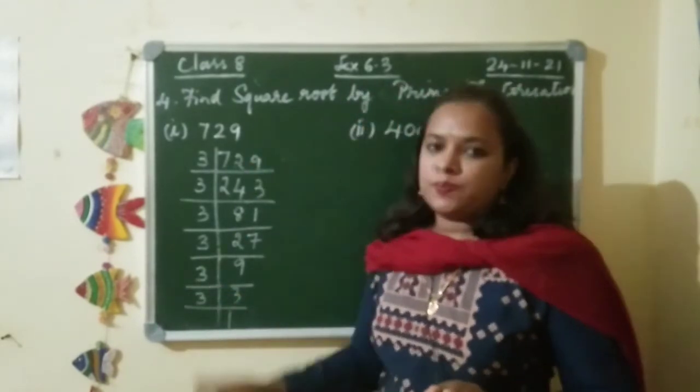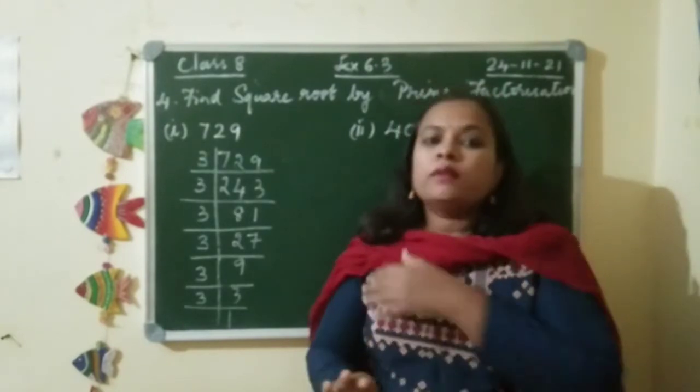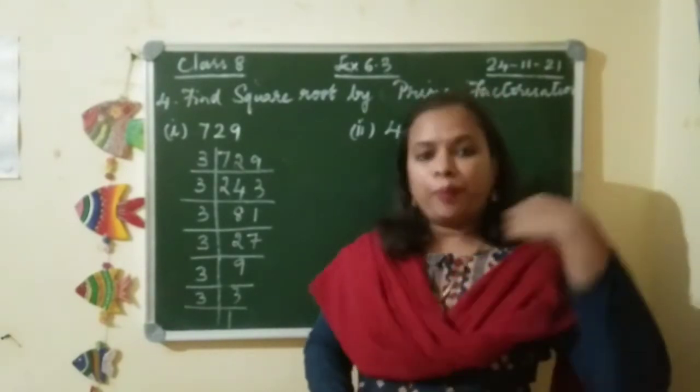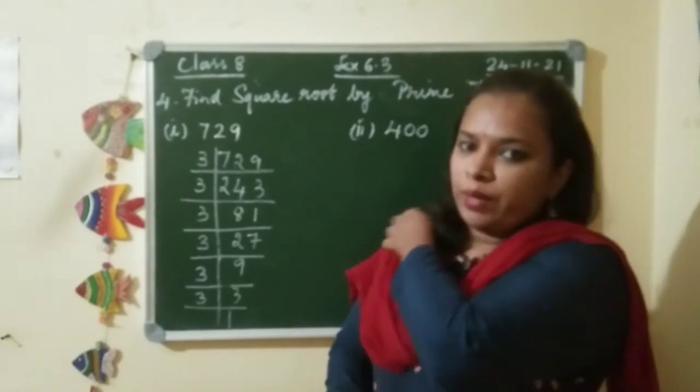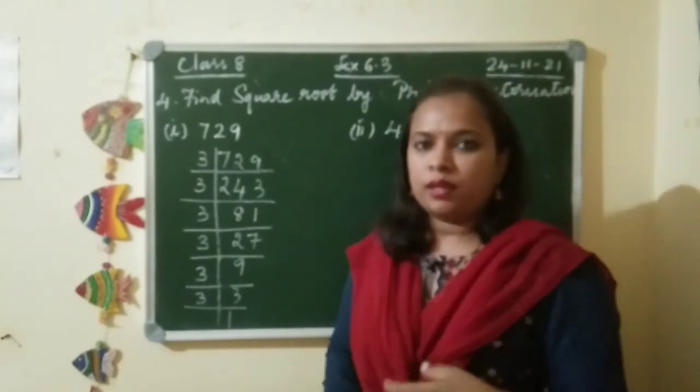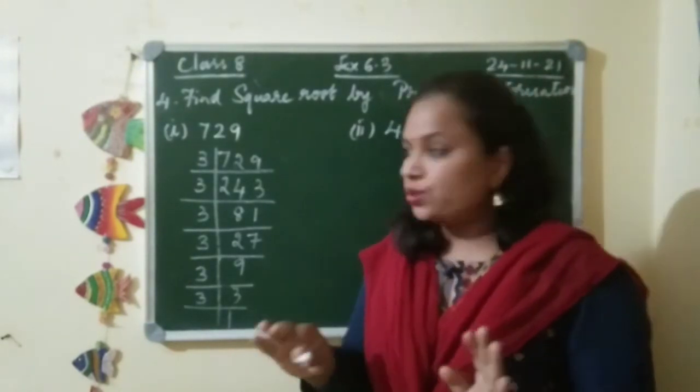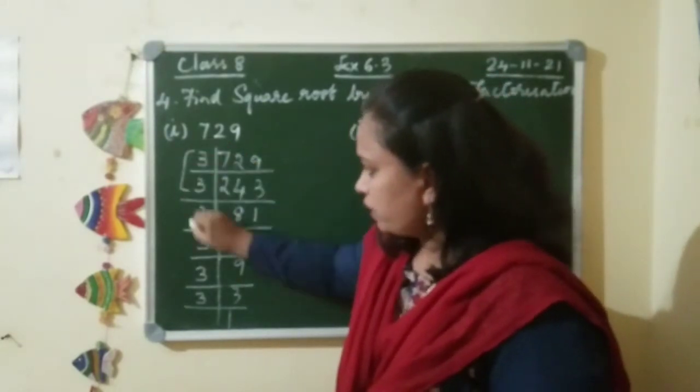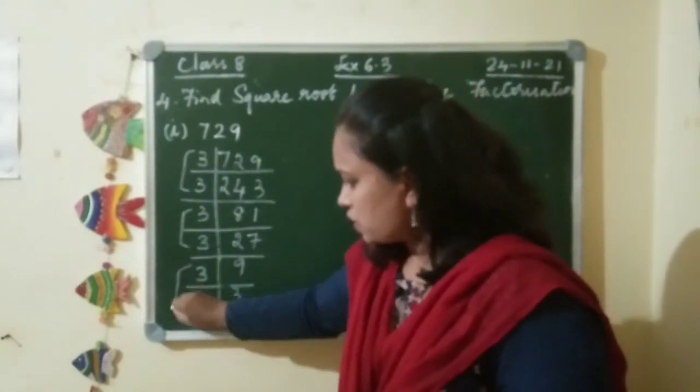Now once this prime factorization is done, the next step is you need to pair them. What is this pairing, you may think? Pairing is just grouping them into 2. So now these two you can group, these two you can group, and these two you can group.